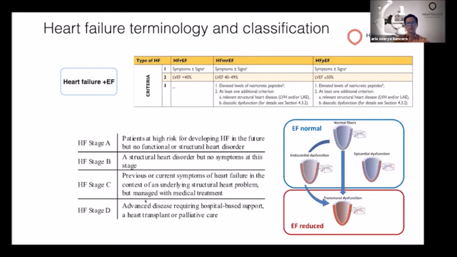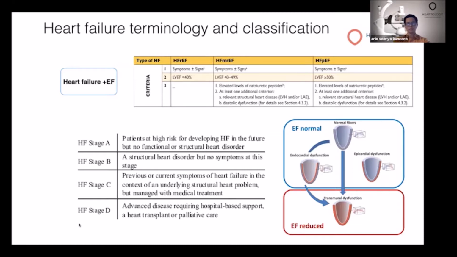But you can see here, from the table in the middle, that other than the ejection fraction, we also have to collect data about BNP, elevated natriuretic peptide if it is available, and at least one additional criterion: relevant structural heart disease and also diastolic dysfunction. And this is another important parameter which echo will pick up and be able to define, so what is the classification of the diastolic function.